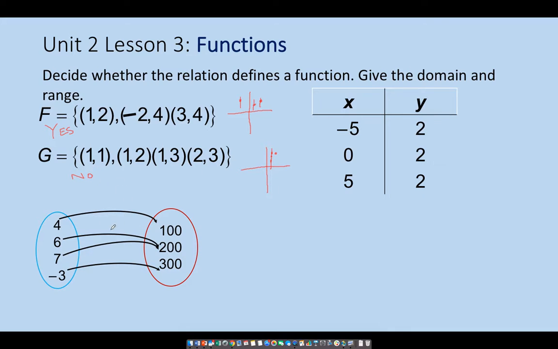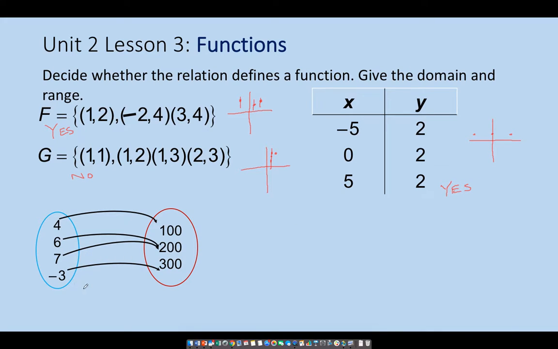Now there are other ways that we can show this to you. You can do it in a table. Again, same strategy if we get confused. Negative 5, 2, 0, 2, 5, 2. Is this going to pass the vertical line test? Yes. So there we go.